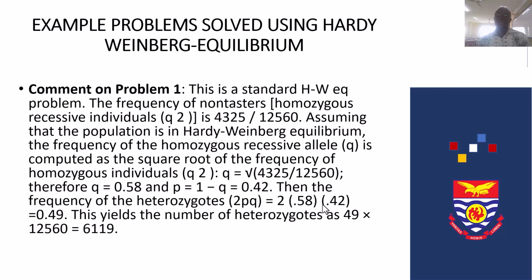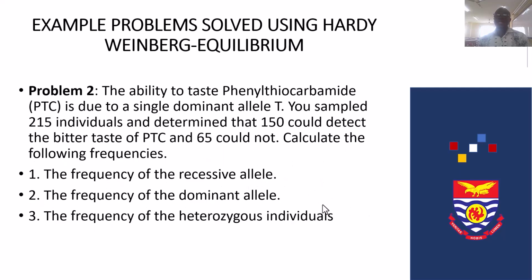Then the frequency of the heterozygote, 2pq, equals 2 times 0.58 times 0.42, giving us 0.49. This yields the number of heterozygotes as 0.49 times 12,560, giving us 6,119.